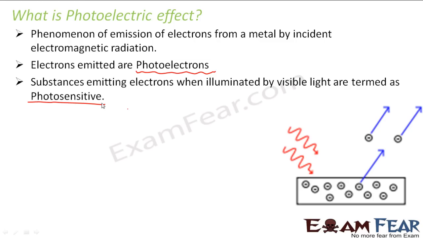So all metals can show photoelectric effect, but what kind of frequency range they react to depends upon the electronic configuration of the metal, because the electronic configuration tells us about the work function of the metal, and that decides the threshold frequency at which the photoelectric effect will start taking place.